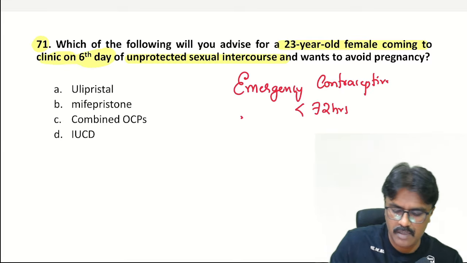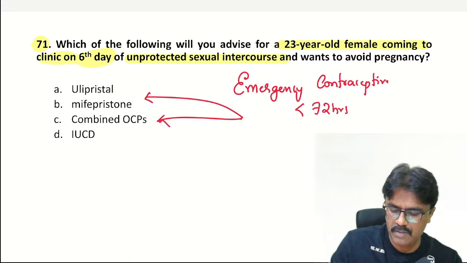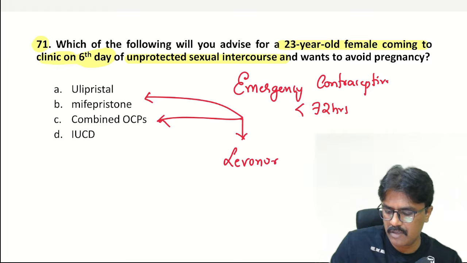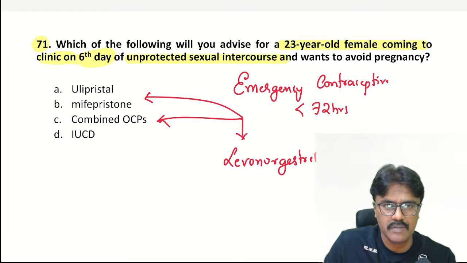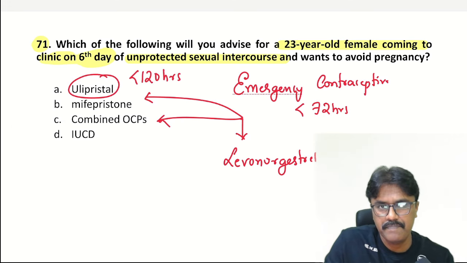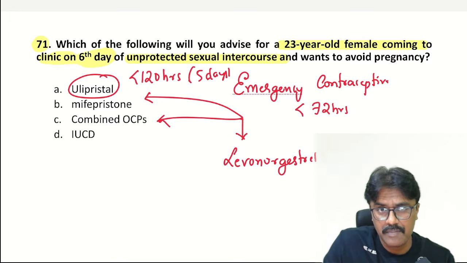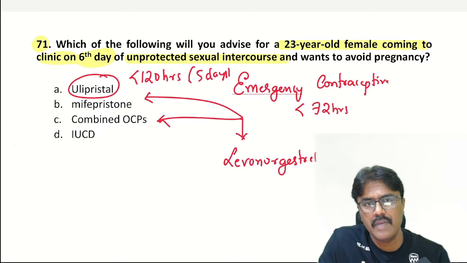The options are you have mifepristone, you have combined OCP, and you have one more option, levonorgestrel. These are given up to 72 hours. But recently we have one more drug called ulipristal, which can be given up to 120 hours, that is 5 days. But this lady is coming after 5 days, that is 6th day. Then these 3 drugs won't help.